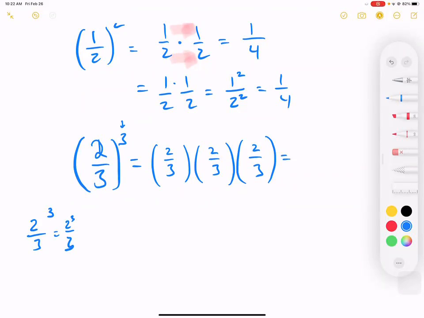Now we can write this as 2 times 2 times 2 is 8, and 3 times 3 times 3 is 27. Or writing here 2 cubed over 3 cubed. That's another way for us to look at this.